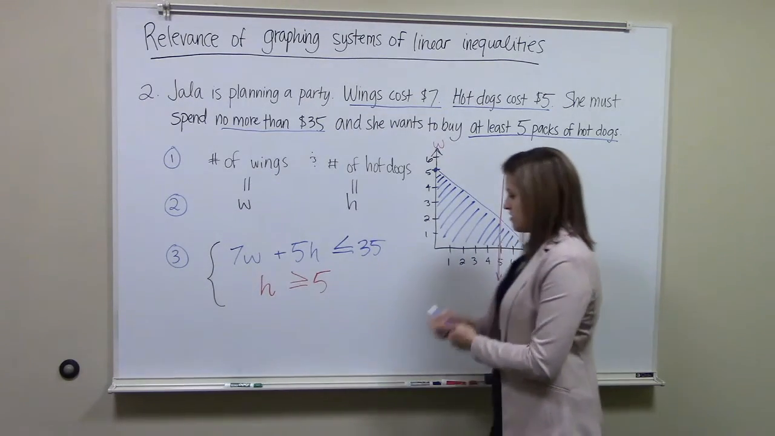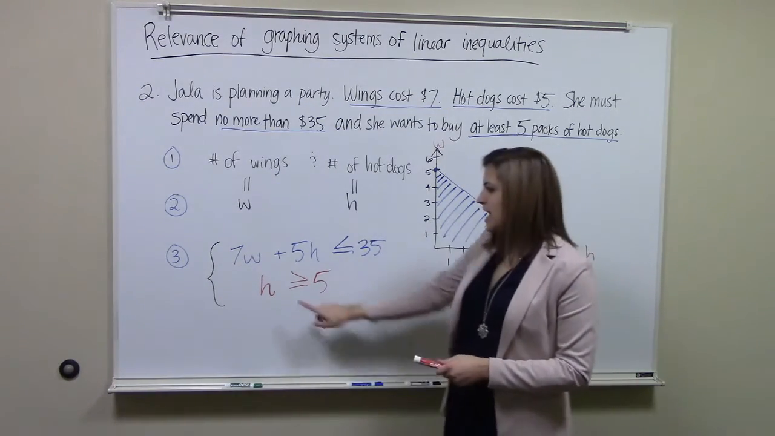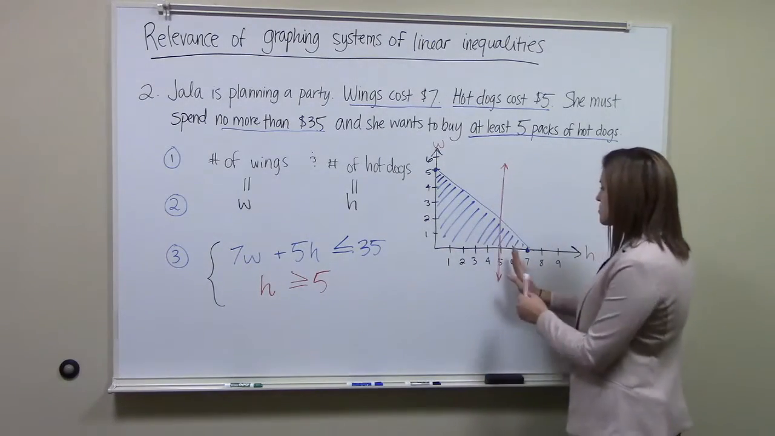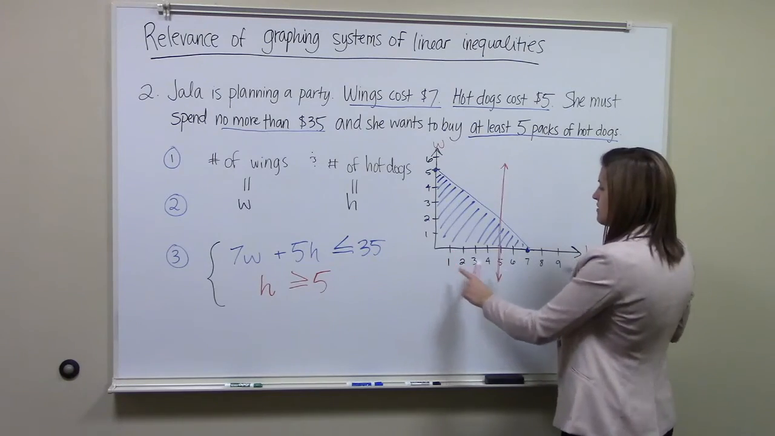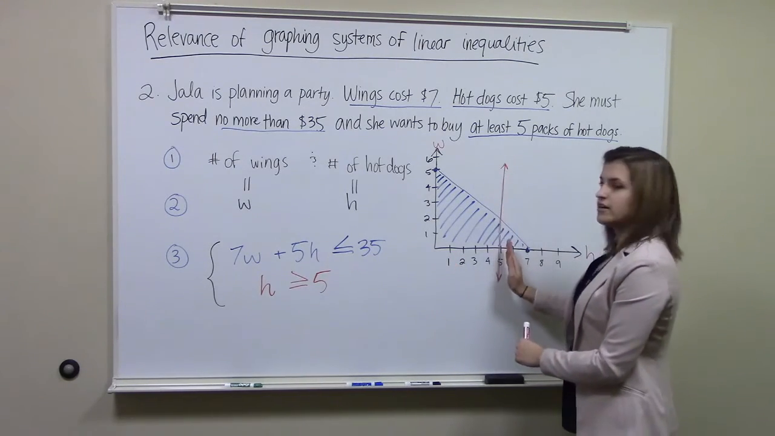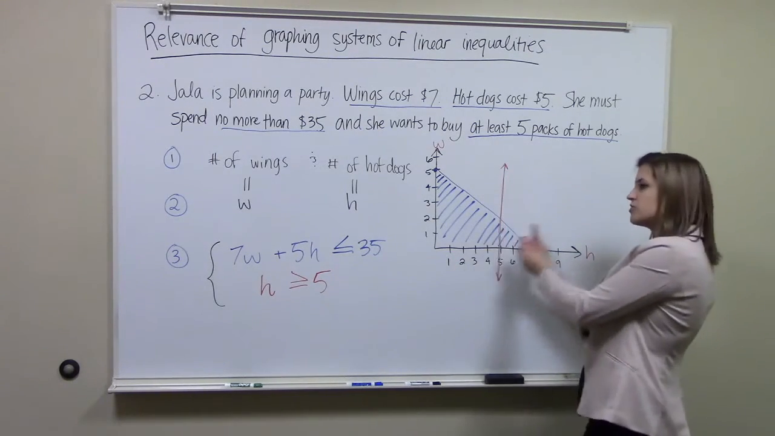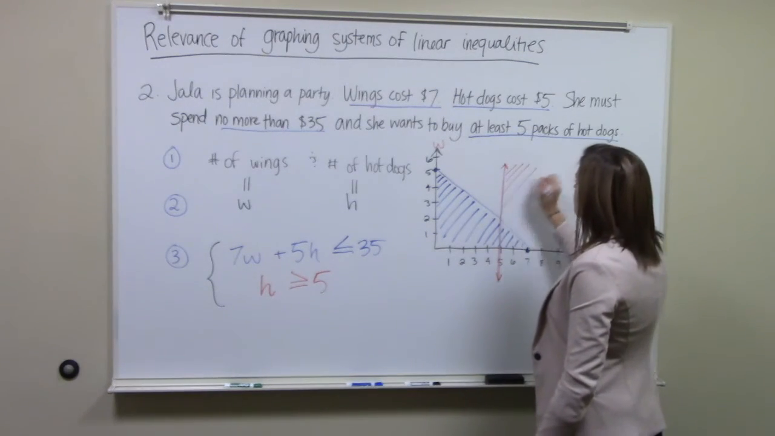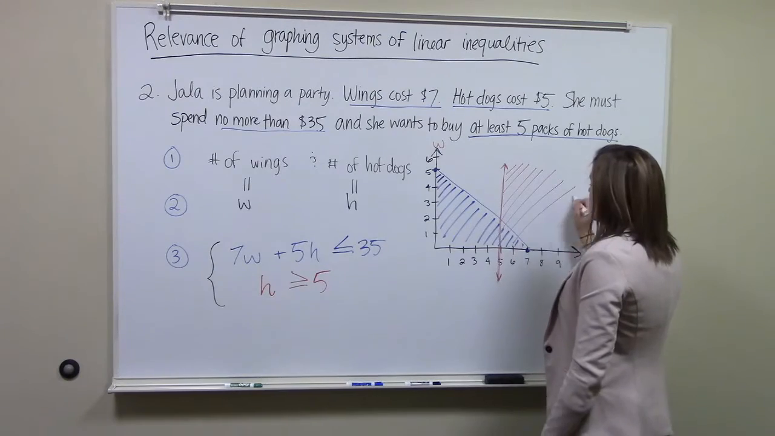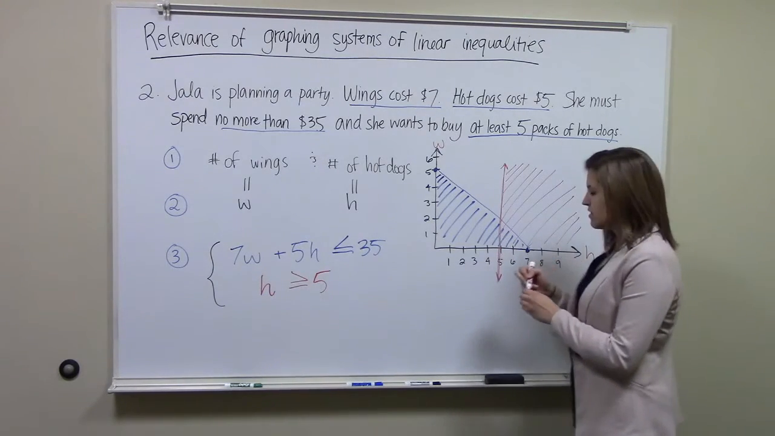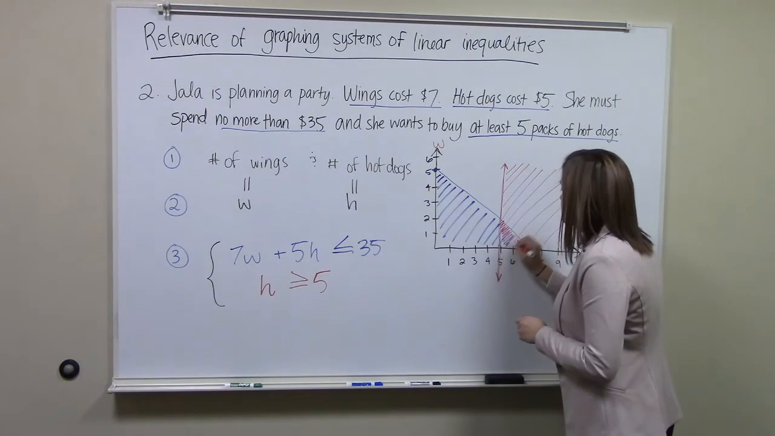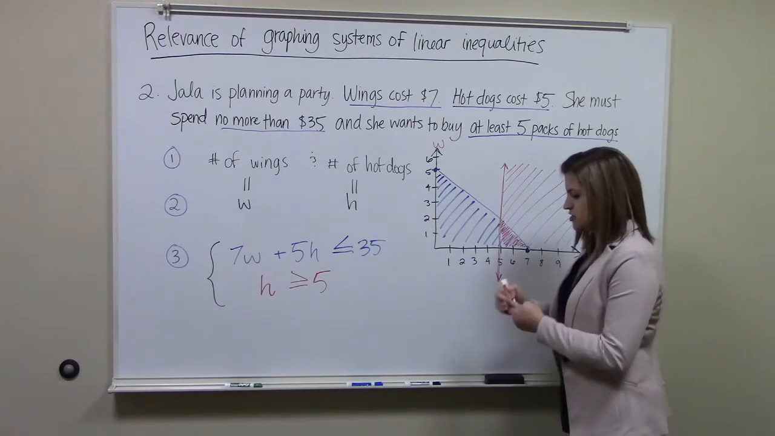Now for my other inequality here, H has to be greater than or equal to 5. So H is anything along this line. And if my boundary is right here, this means that H has to be greater than that boundary. So anything is fair game over here. This means that my overlap happens right in here. This is my solution set.